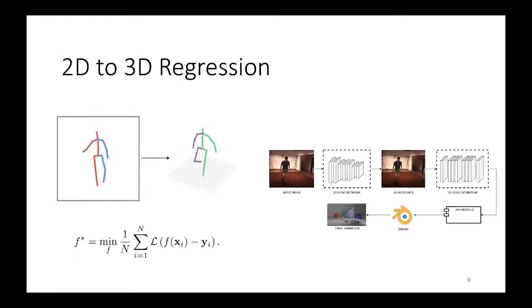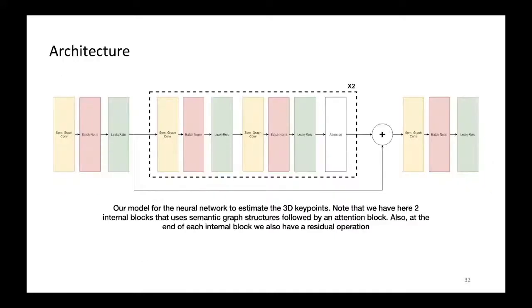The proposed method performs the unprojection of 2D points onto their 3D version. We use it to estimate 3D human poses from 2D images. Both 2D and 3D poses can be represented as structured graphs, exploring their particularities in this context. In our neural network model to estimate 3D key points, we have two internal blocks that use the semantic graph structures, followed by an attention block. Also, at the end of the internal block, we have a residual operation to improve the accuracy.